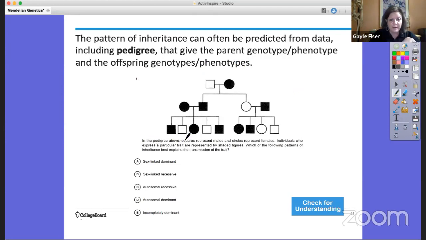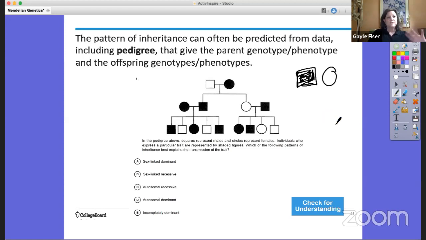In the pedigree above, squares represent males, so this is going to be for male, and circles represent females. Individuals who express a particular trait are represented as shaded. Okay, so this will be, they have the trait. Now, which of the following patterns of inheritance best explains the transmission of the trait?